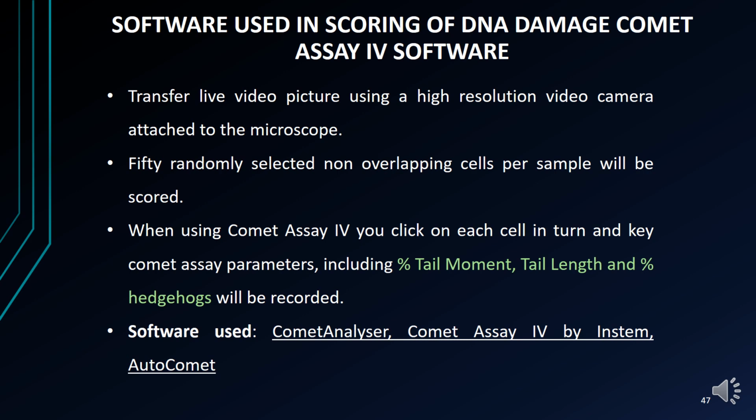When using Comet Assay IV, we have to click on each cell in turn and key in the comet assay parameters, which include percent tail DNA, tail moment, tail length, and percent hedgehogs. These will be recorded.